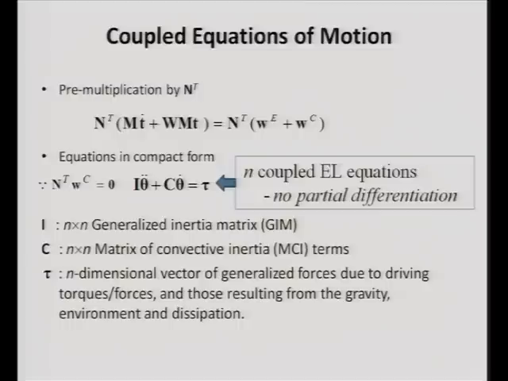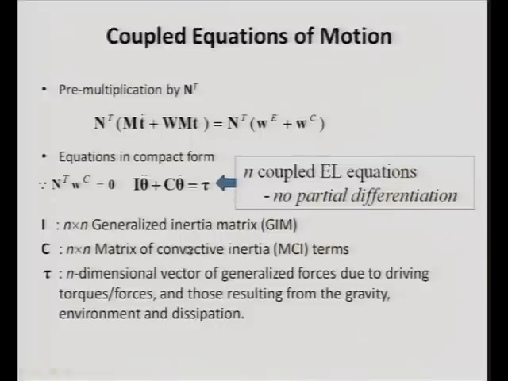If you have studied Coriolis acceleration, centrifugal acceleration, centripetal acceleration, those terms are contributed from C. So, these are called in a generic manner convective inertia terms. The tau is the n dimensional vector of generalized forces due to driving torques and forces. Okay. Also, if there is any gravity you want to consider, that should be included here. If there are dissipation forces due to friction on the joints, or some other environment force, any other things which you have not considered so far can be put inside the tau.